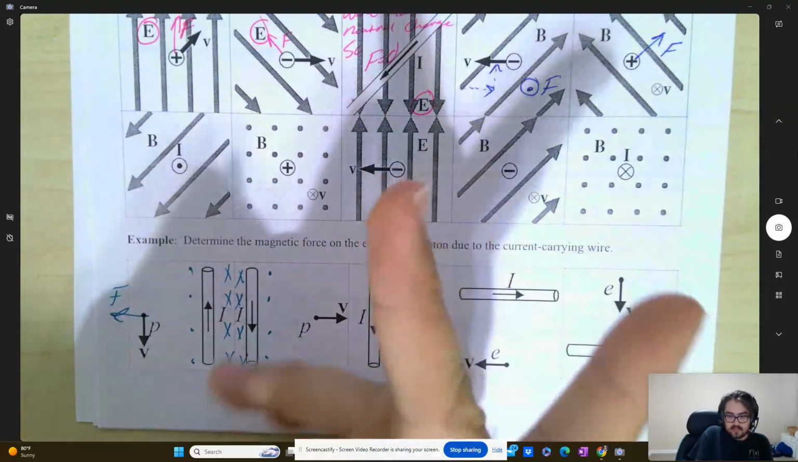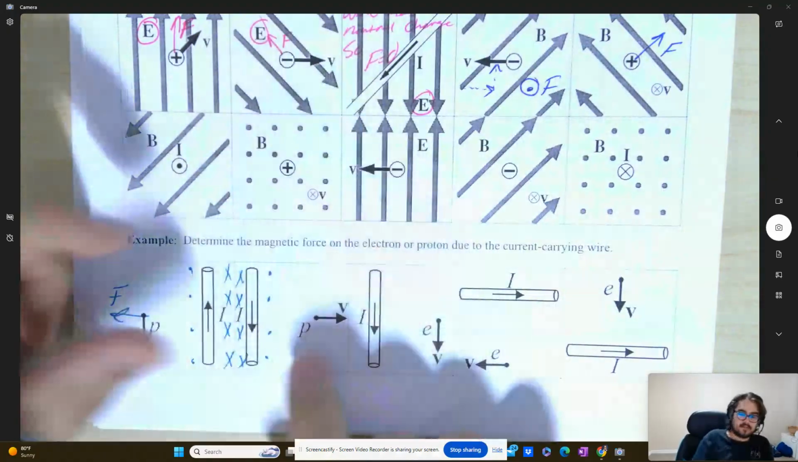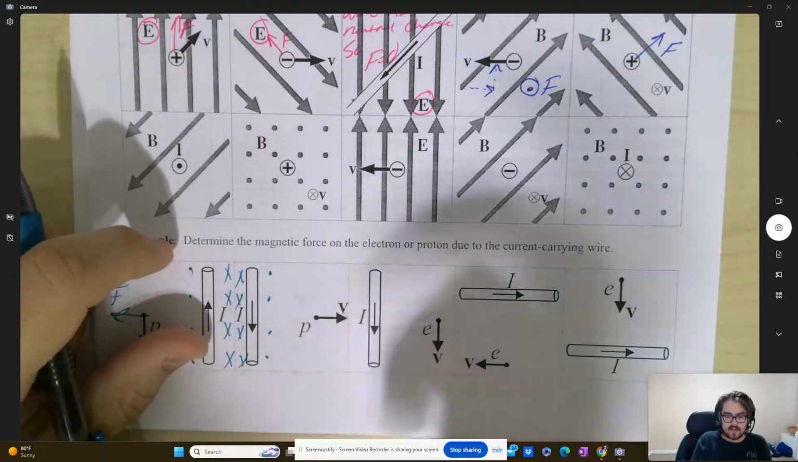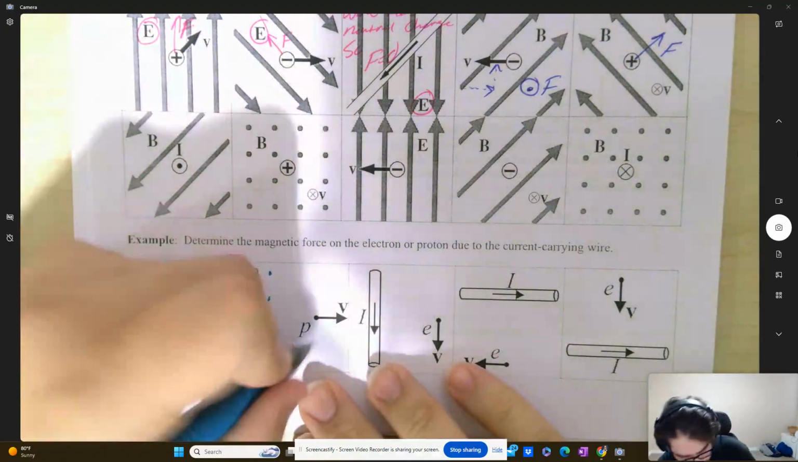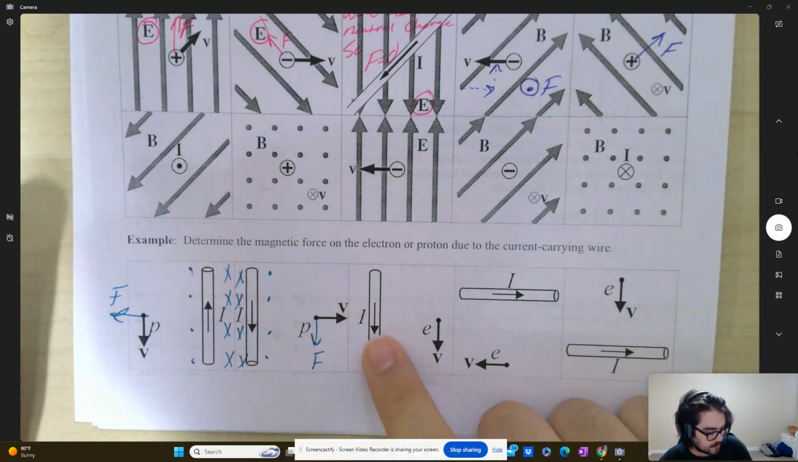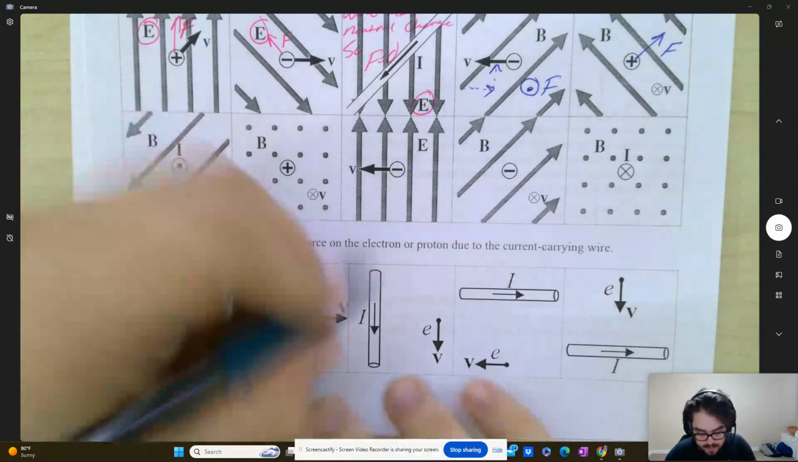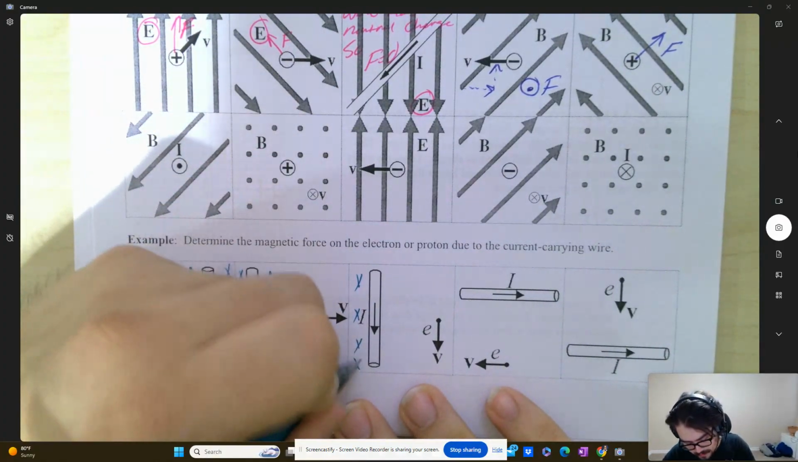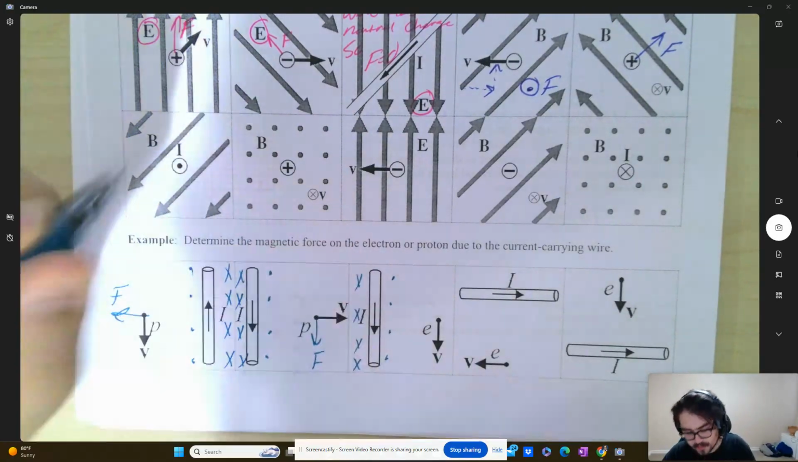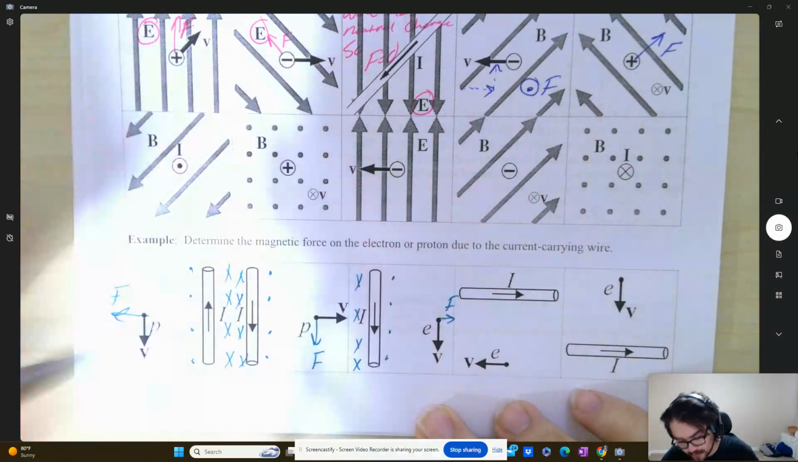Proton again, so left hand rule. I can't really bend my hand again, like I said. Going to the right, B field out of the page, so we would notice that the force is going down. Here we have the wire going down again. It's going to be into the page on the left side, out of the page on the right side. This is an electron, so we have to use our left hand rule. You would notice that it goes in the right direction.